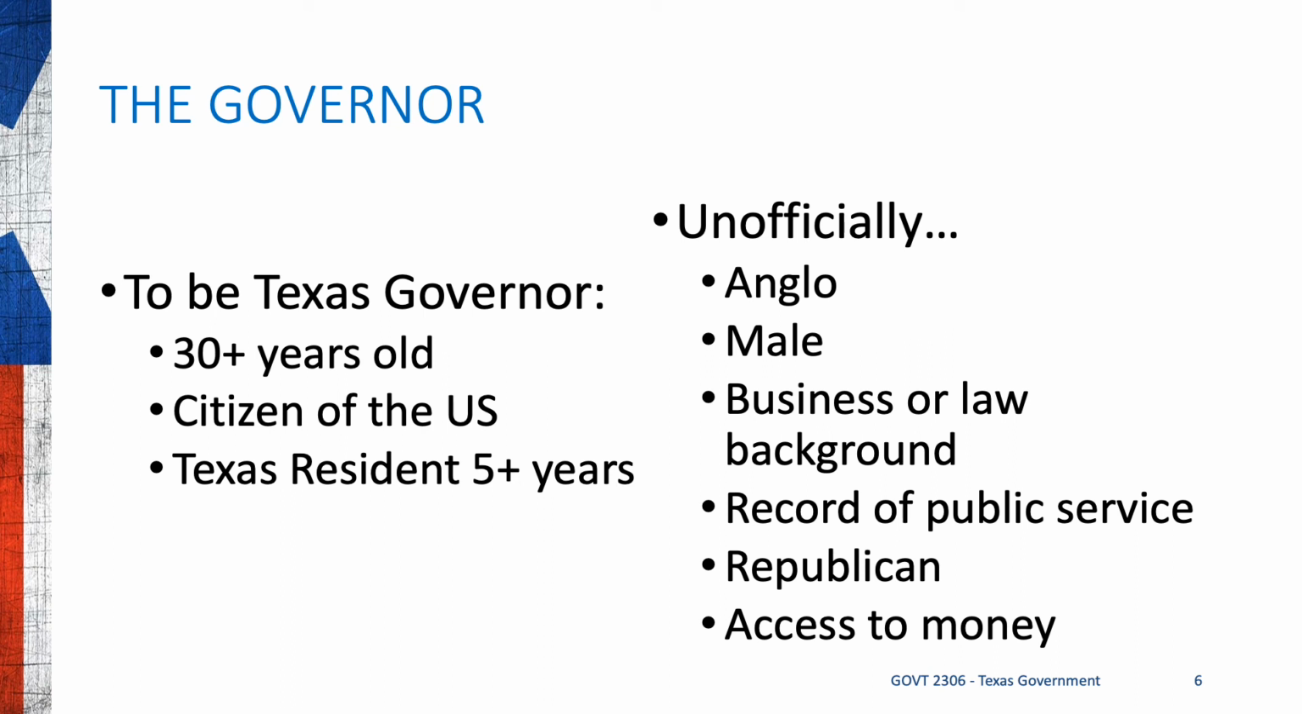To be governor in Texas, you must be at least 30 years old, a citizen of the United States, and a resident of Texas for 5 years. That's the official requirement. The unofficial requirement, if you're looking at history and what is an attribute that is most likely going to be in our governor, is you're probably going to be Anglo, male. You're probably going to have a background in law or business. You're probably going to have a record of public service. Now you're likely to be a Republican, and you're probably also going to have access to money so that you can raise money for things that you want to do.